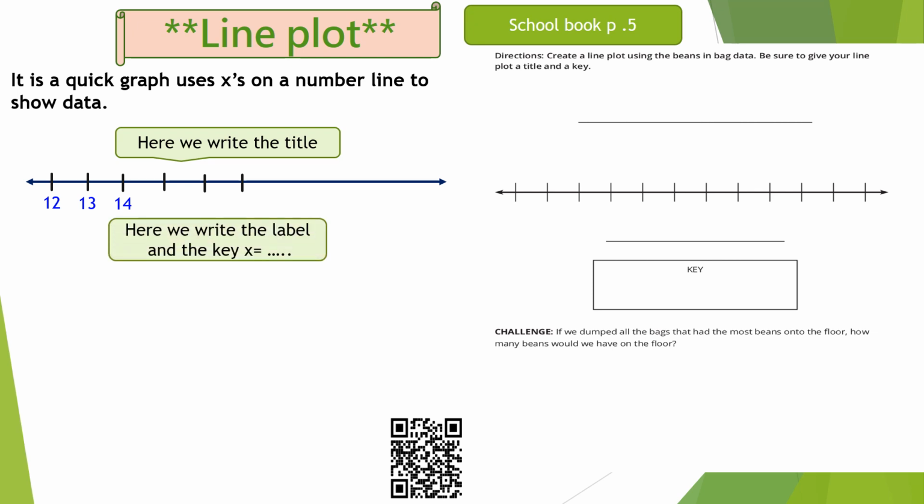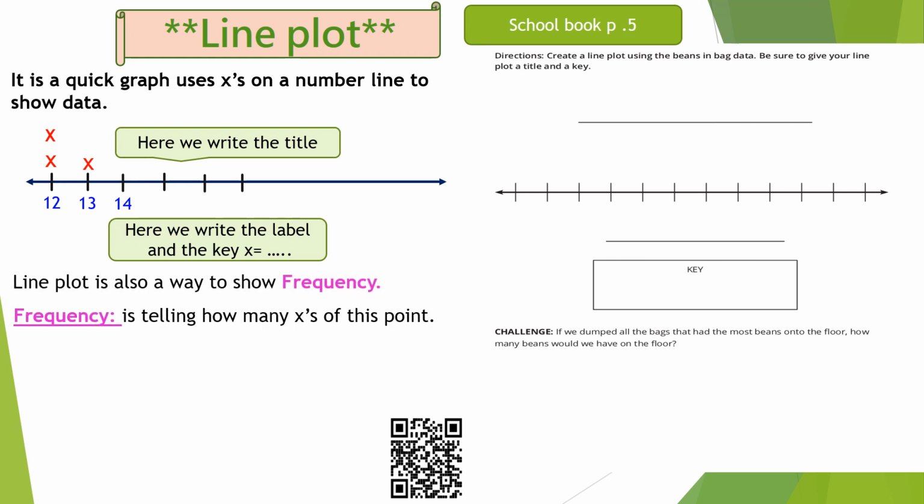And at the bottom we will write the label, which tells me what these numbers refer to, and the key, which tells me what the x's are equal to. Here if we put an x on 13, it means the frequency of 13 is 1, and if we put 2 x's on 12, it means the frequency of 12 is 2. So what is the frequency? Frequency is telling how many x's are on this point.